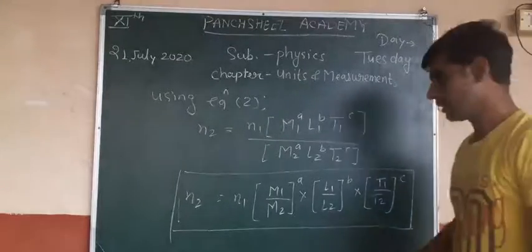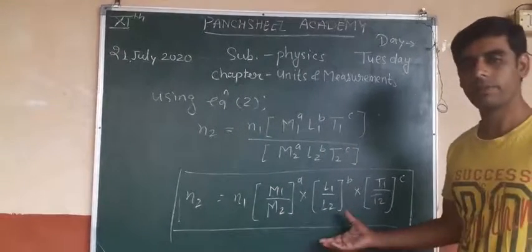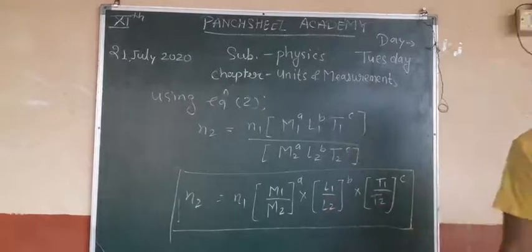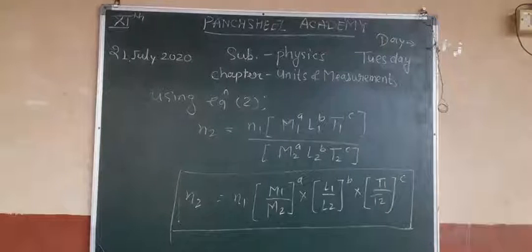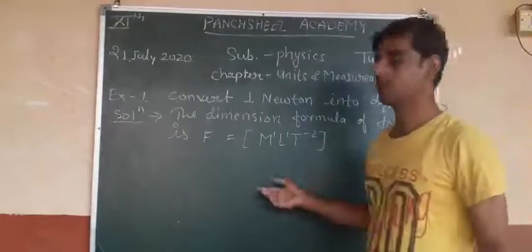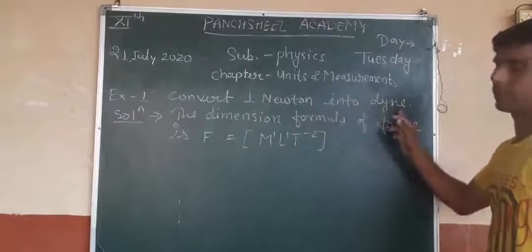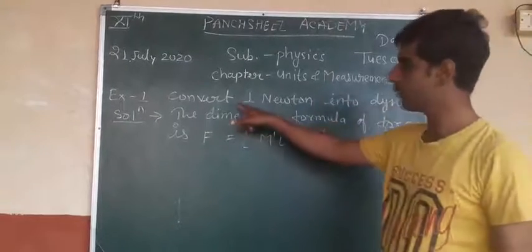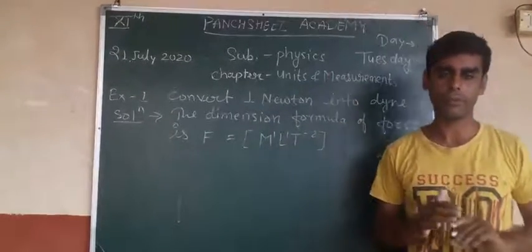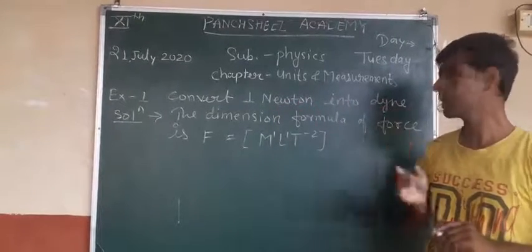So this is the main formula, and we will take an example for the application of this formula. Write down. Now we take an example: convert 1 Newton into dyne. Converting 1 Newton into dyne means there are two systems of units. First is Newton and second is dyne.